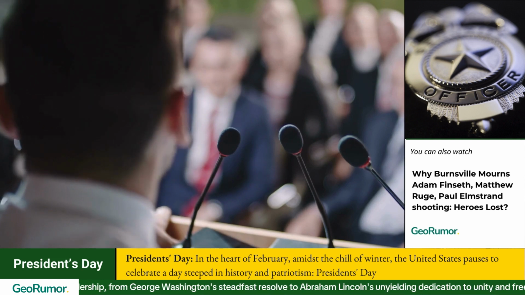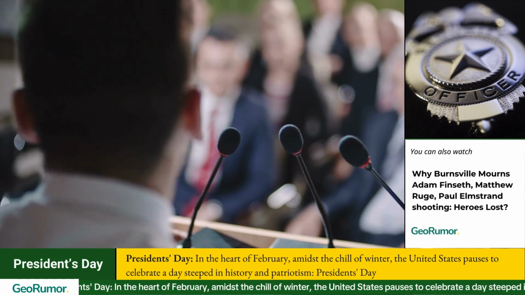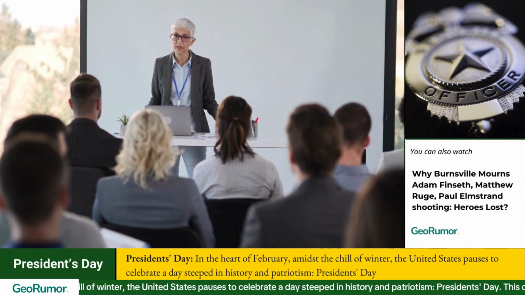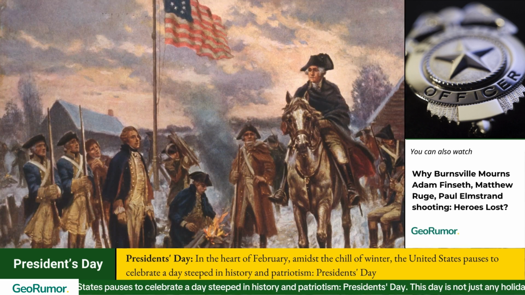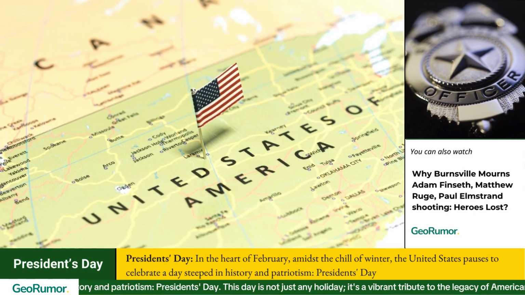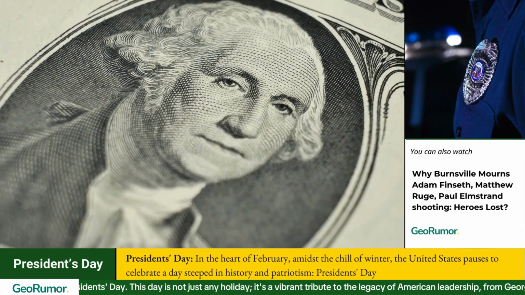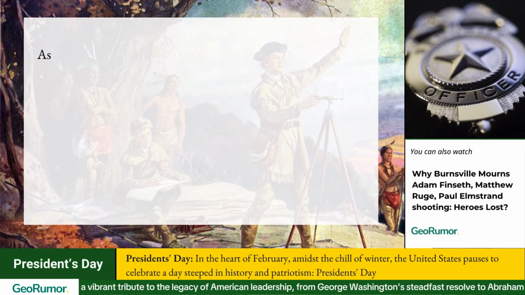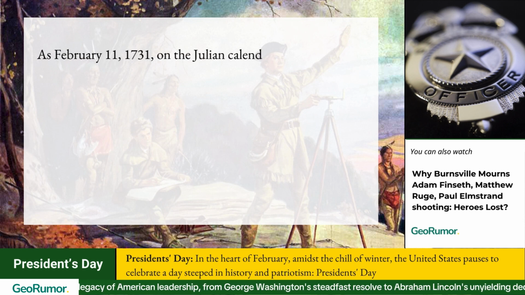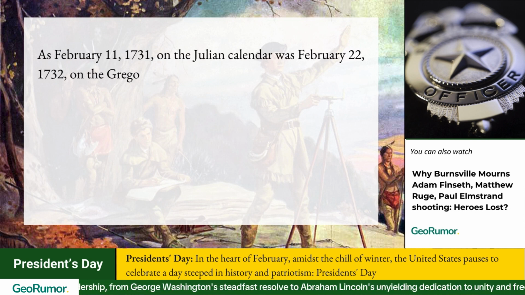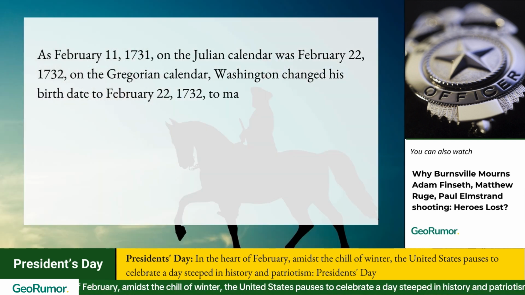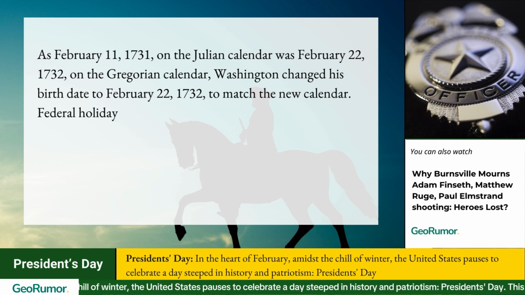Moreover, the British Civil Year began on March 25th, not January 1st, and hence dates in February, like Washington's birthday, belonged to the preceding year. Dual dating, you see. In 1752, the British Empire switched to the Gregorian calendar, so Americans born before 1752, including Washington, have typically had their birthdays recognized according to the Gregorian calendar, New Style dates. As February 11th, 1731, on the Julian calendar was February 22, 1732, on the Gregorian calendar, Washington changed his birth date to February 22, 1732, to match the new calendar.